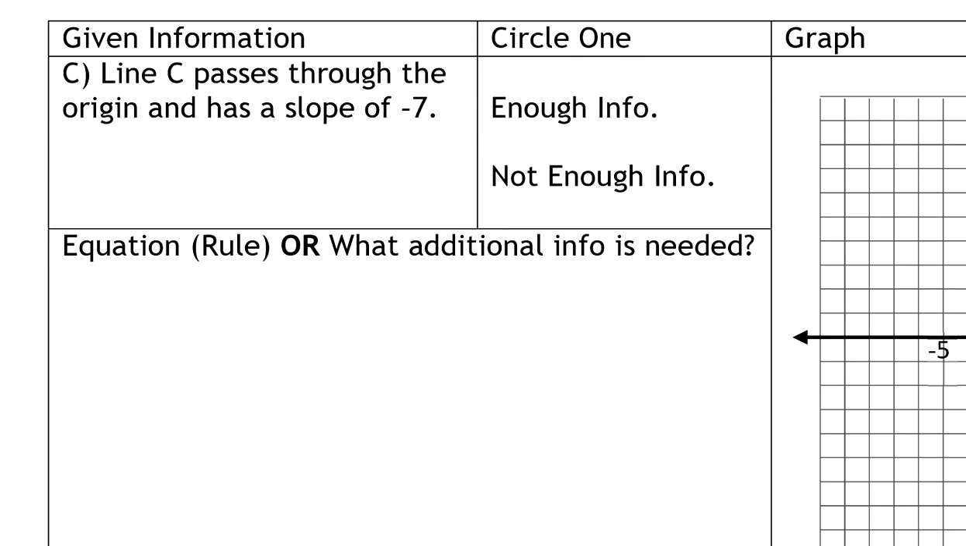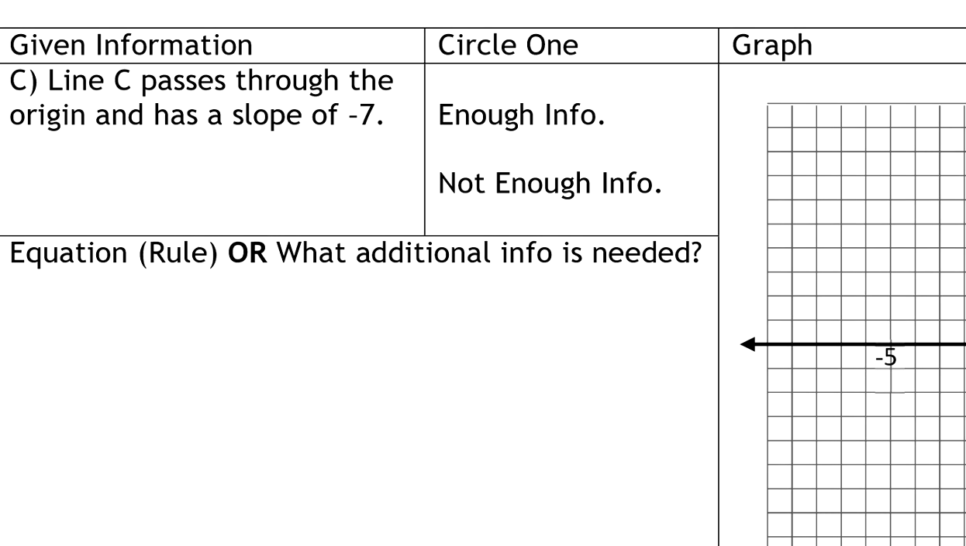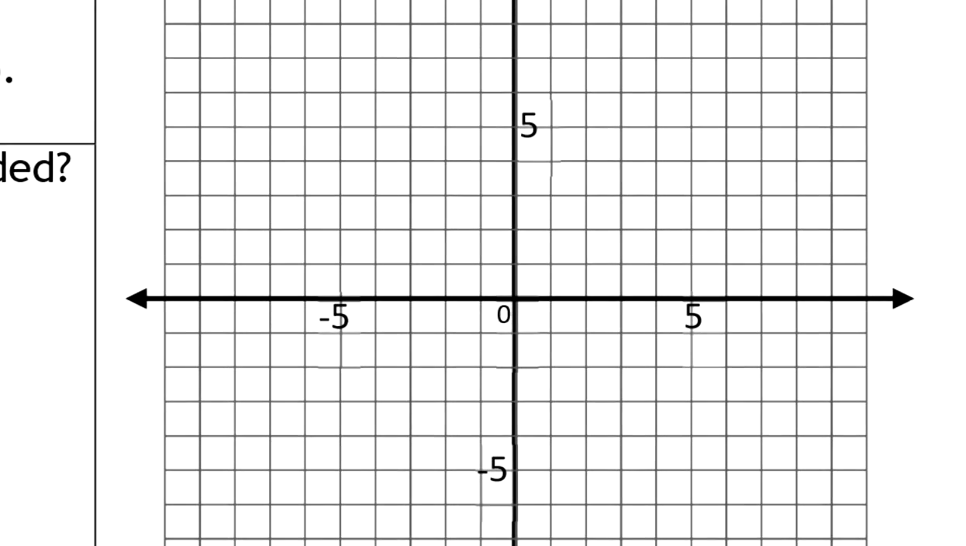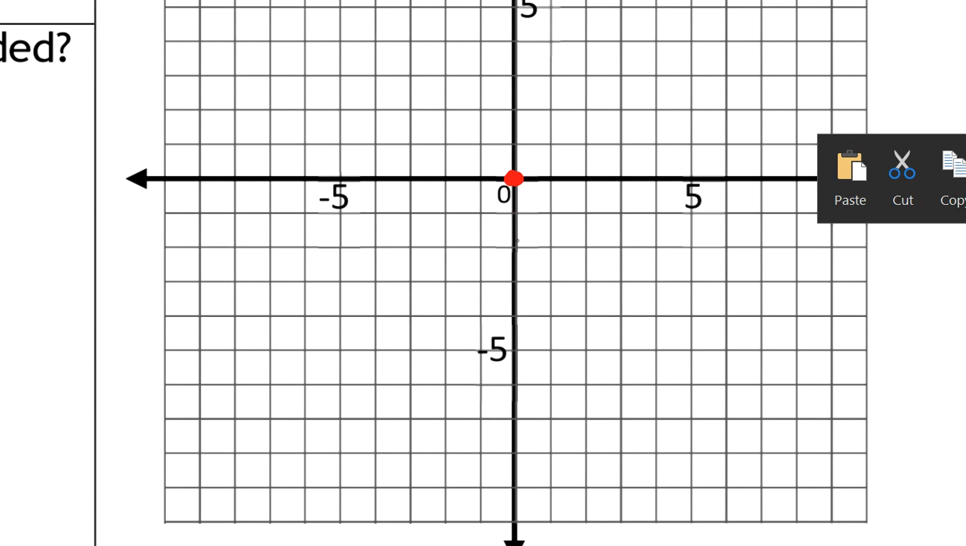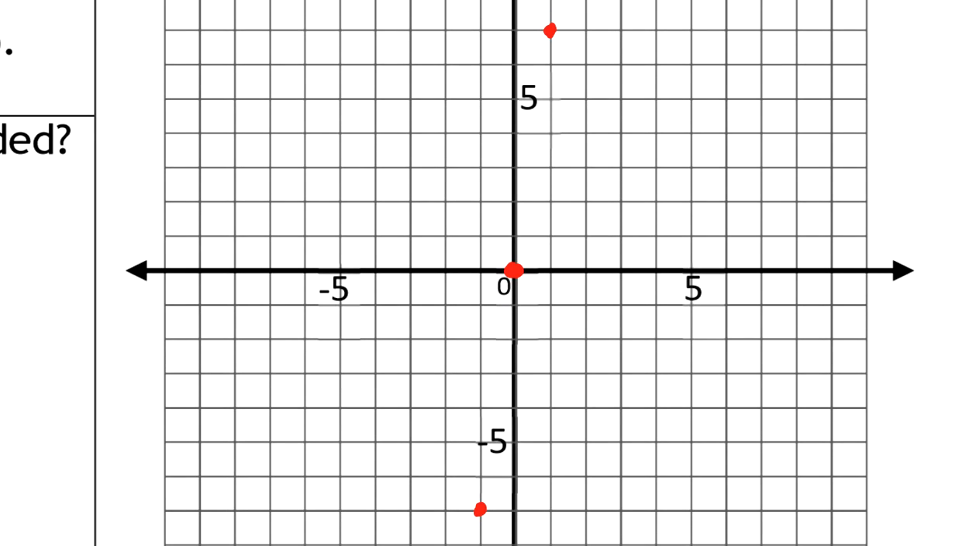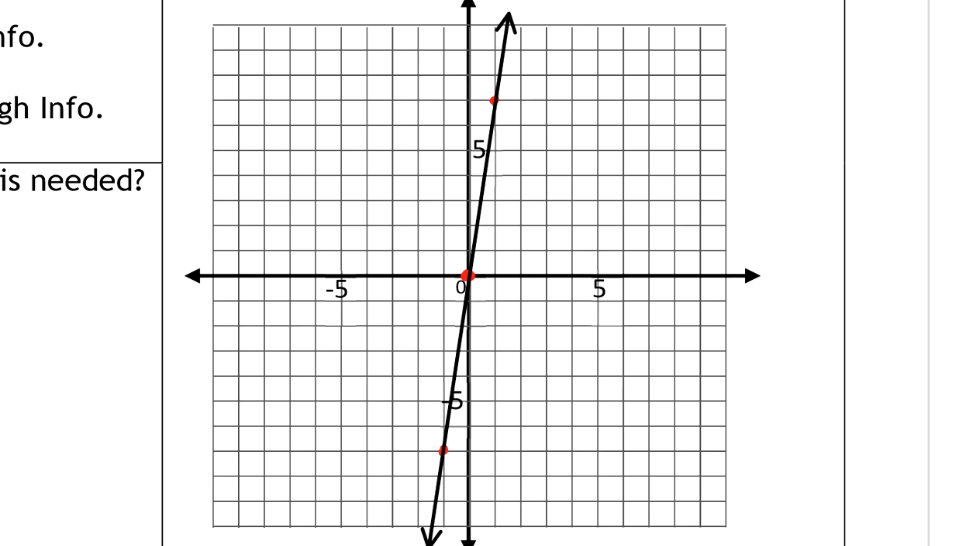Part C says that it goes through the origin, okay, and it has a slope of -7. So we're beginning here, and then I'm going up 7 over 1. And I could also go down 7 and back 1. So that would definitely form my line. That's probably a pretty good look at what this function looks like, and definitely this is enough information because I'm told it's going through this one particular point and I'm given the slope. It's constrained to just this one unique line.